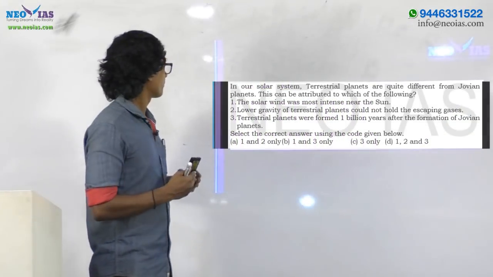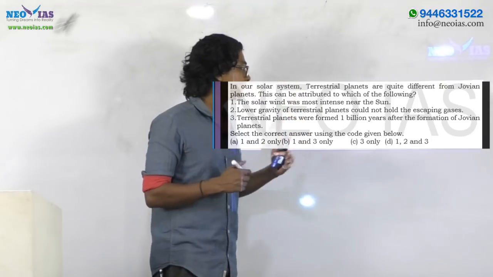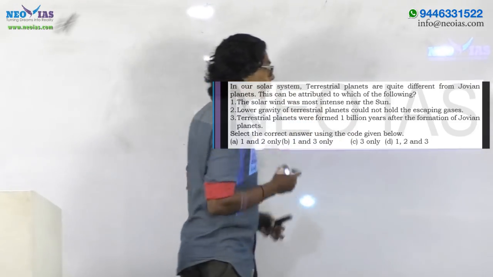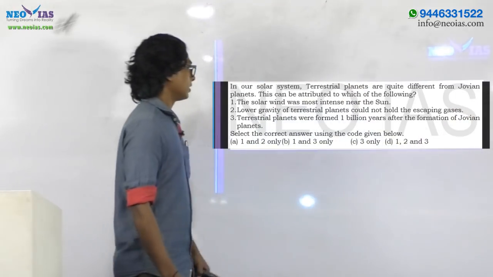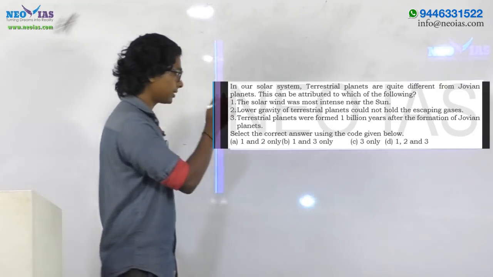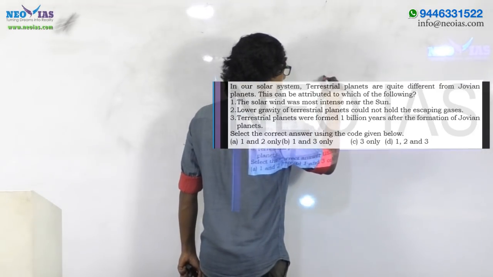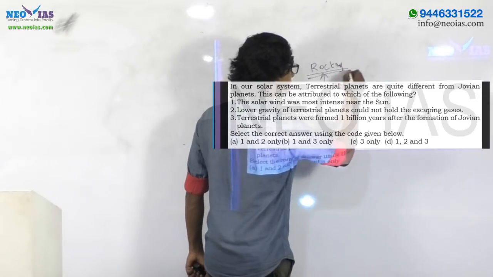Now the next question. In our solar system, terrestrial planets are quite different from the Jovian planets. This can be attributed to which of the following? So terrestrial planets can be seen as rocky planets. The word terrestrial means Earth-like.